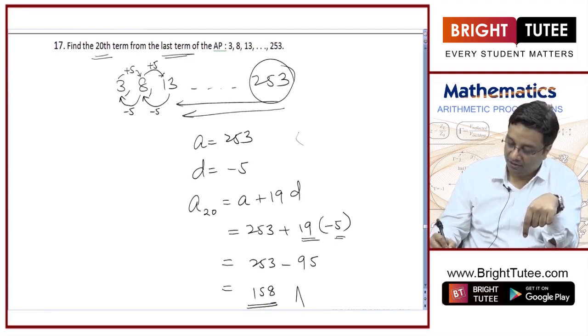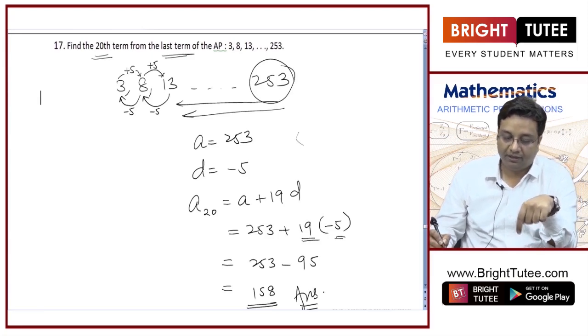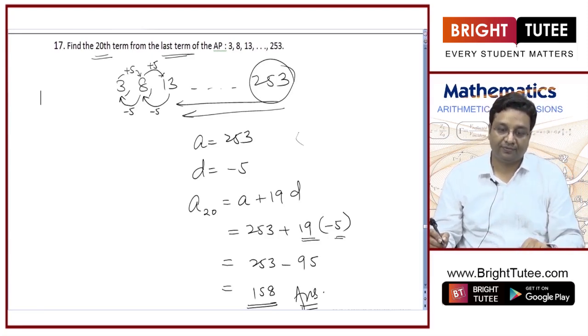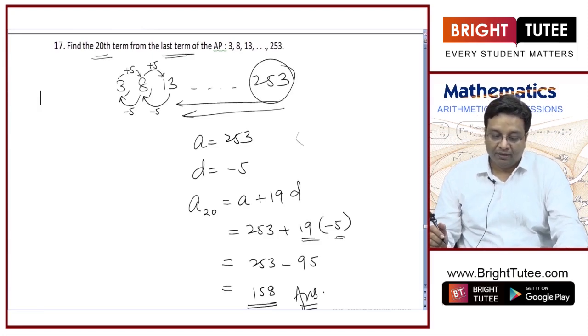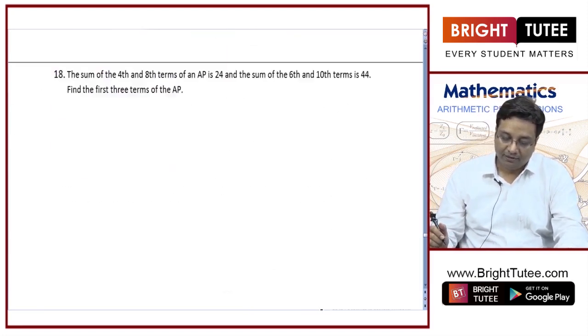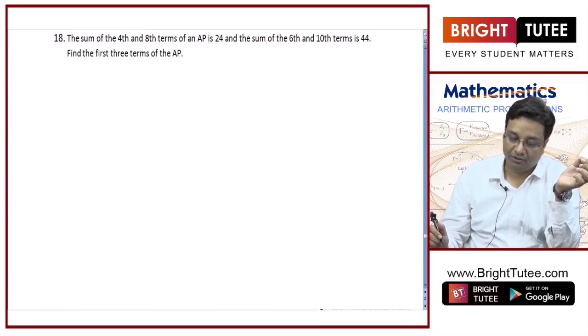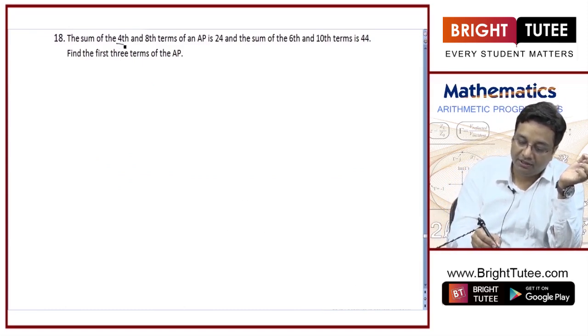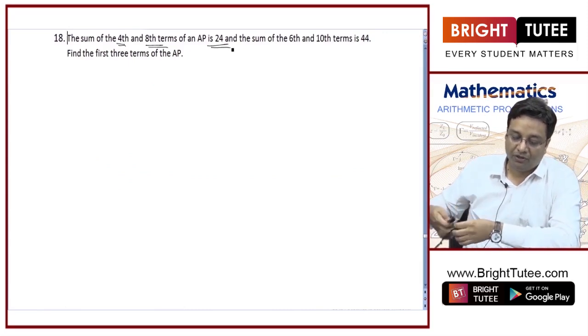Okay, so this is your 20th term from the end. All right. So this is our next question, which says the sum of 4th and 8th terms of an AP is 24. What is 4th term?